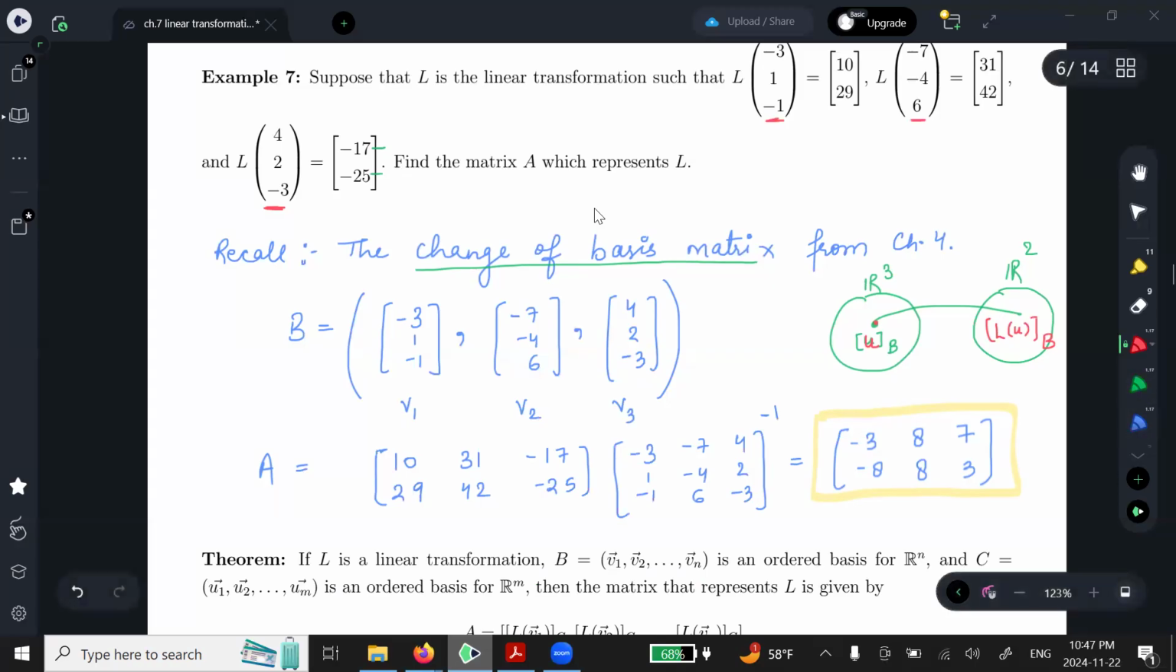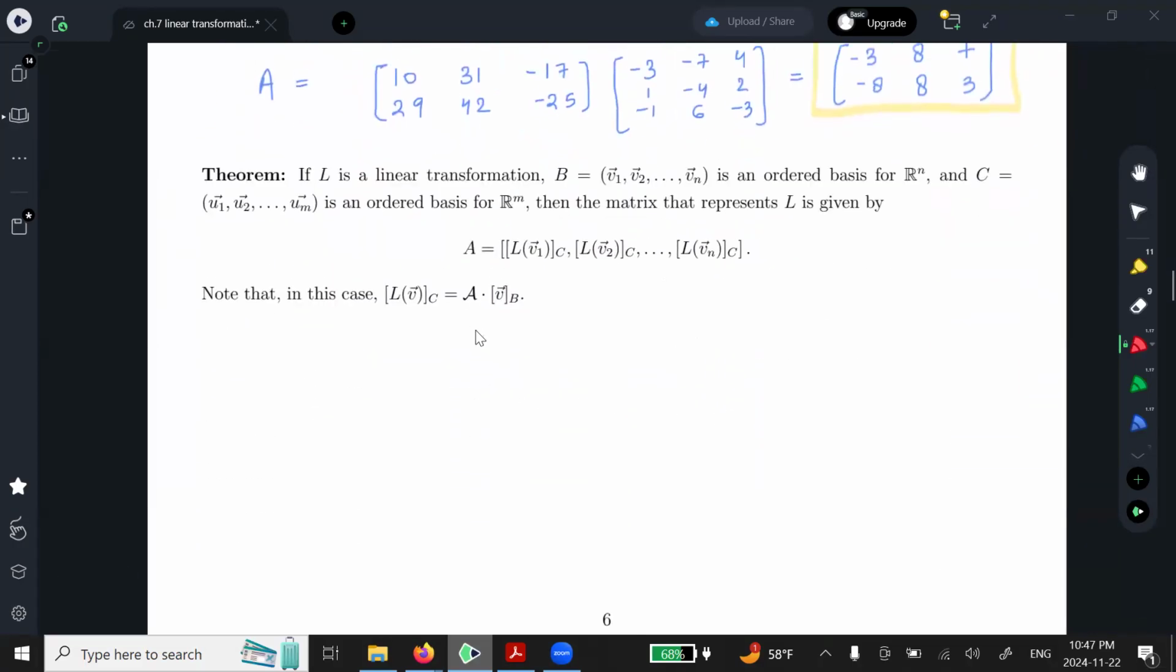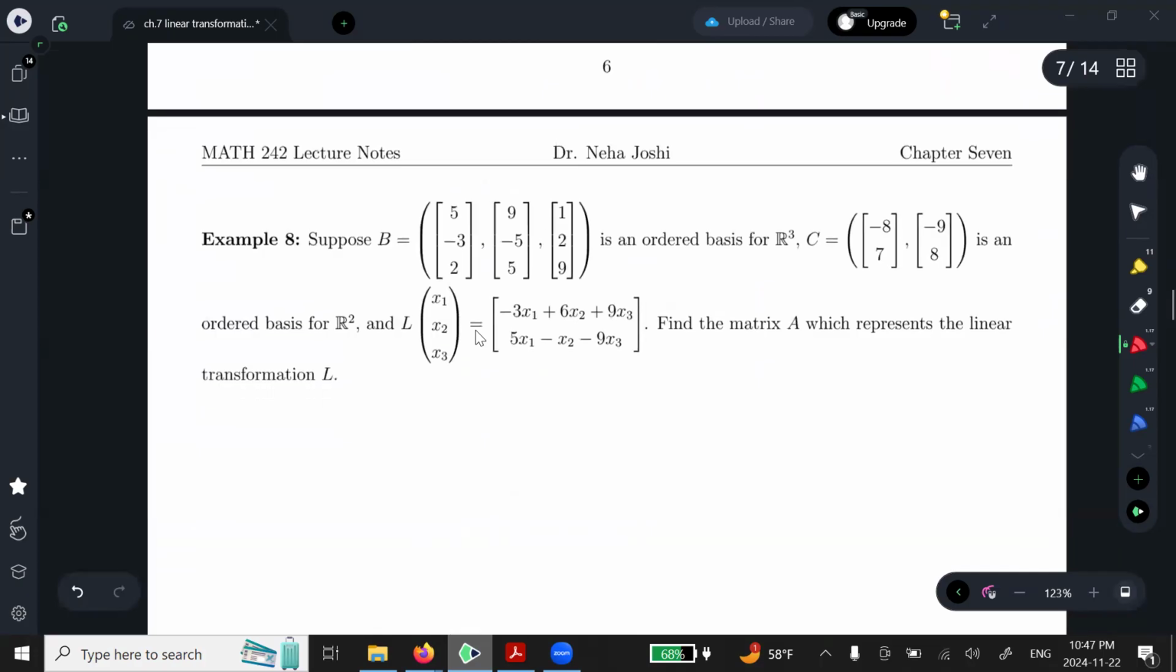Good. Let's do one more example. We'll apply this theorem. And now what is happening is my linear transformation is picking up a vector from the domain which is represented with respect to basis B, and it's giving me an image which is not represented with respect to B, but rather is represented with respect to a different ordered basis C.